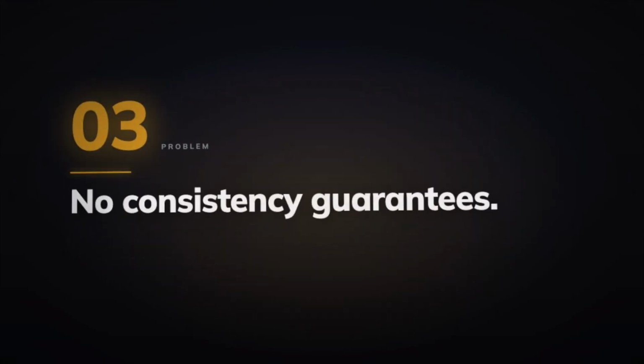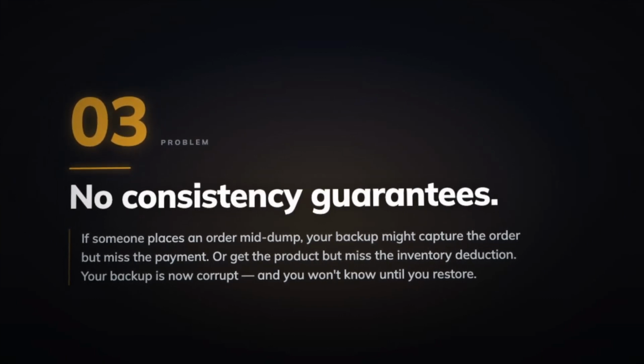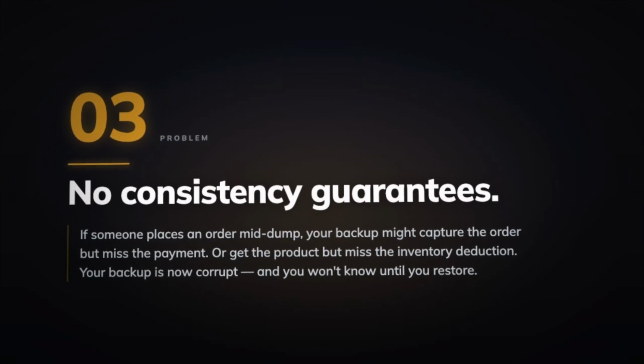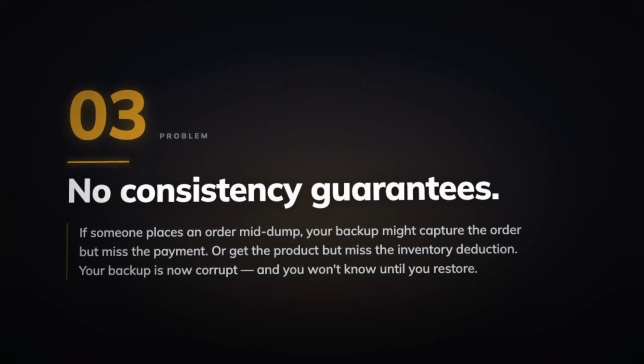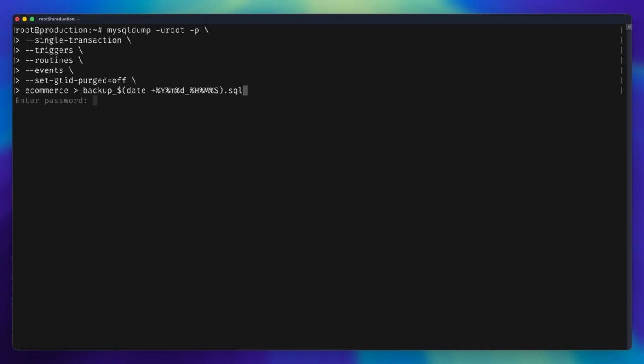If someone places an order mid-dump, your backup might capture the order but miss the payment, or get the product but miss the inventory deduction. Your backup is now corrupt, and you won't know until you restore. There are flags for this. Single transaction for InnoDB consistency, routines for stored procedures, triggers, and if you forget any of them, your backup is silently incomplete. When was the last time you actually restored one of these and verified it worked? A backup you haven't tested is a wish, not a backup.